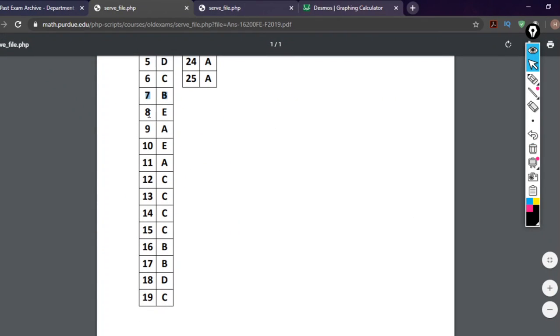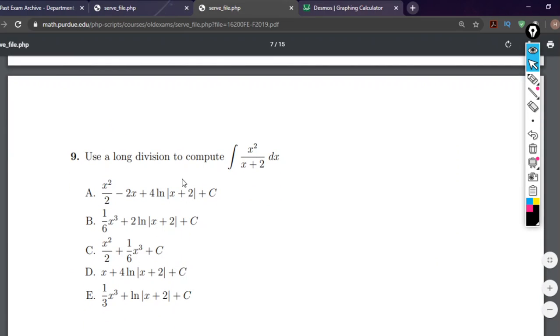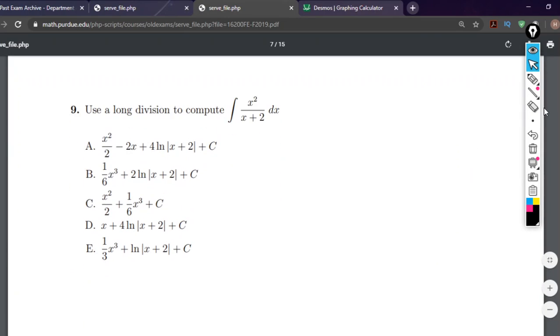As we can see here, A is E. Move on to 9 using long division.